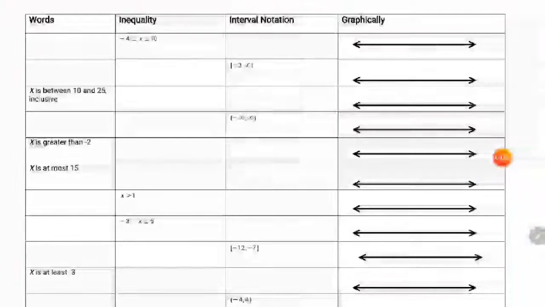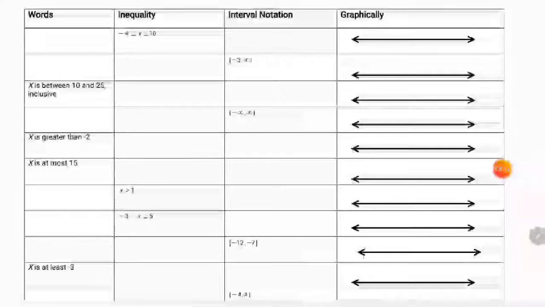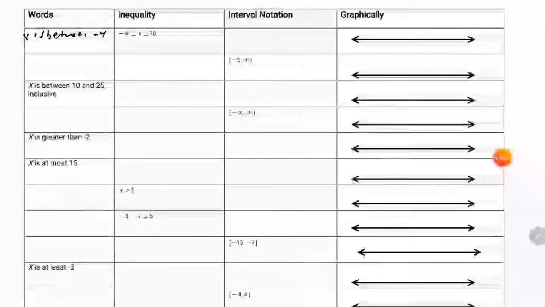We're also going to look at some interval notation. So I'll help you out with this worksheet here. So we have the inequality negative 4 less than or equal to x, which is less than or equal to 10. That is the same thing as x is between negative 4 and 10 inclusive. Inclusive means it includes negative 4 and 10.